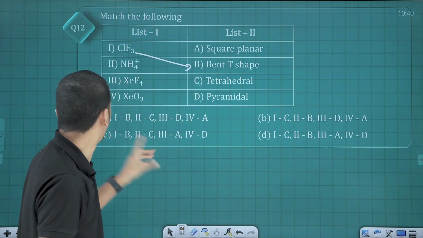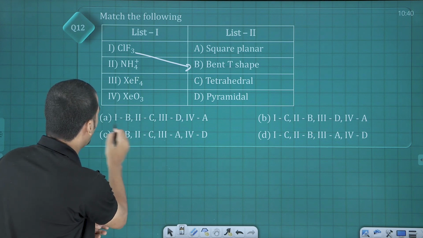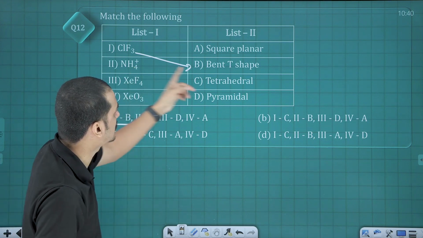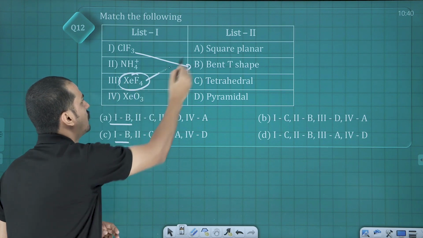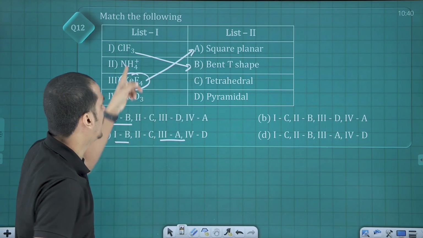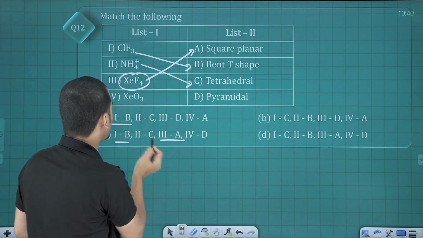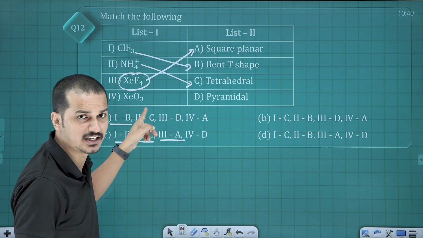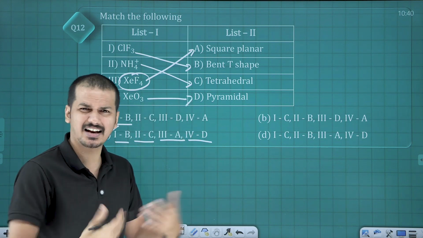So 1B, how many options are there? 1B, 2 options are there, correct? One is connected with bent T shape. Next one, XeF4 we already did. XeF4 is square planar, so that is 3A. And NH4+ also we did, tetrahedral shape. So that means 2C. And XeO3 means pyramidal shape D. So option C will come. Directly we can do it.